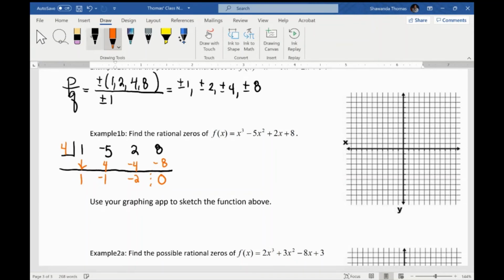Now, what we have so far is f of x equals. What do we know so far? Give me some factors. x minus 4. Very good. We know x minus 4 is a factor. And from synthetic division, what did we glean from that part? The other factor is x squared minus x minus 2. Okay, very nice. All right, that's a quadratic.